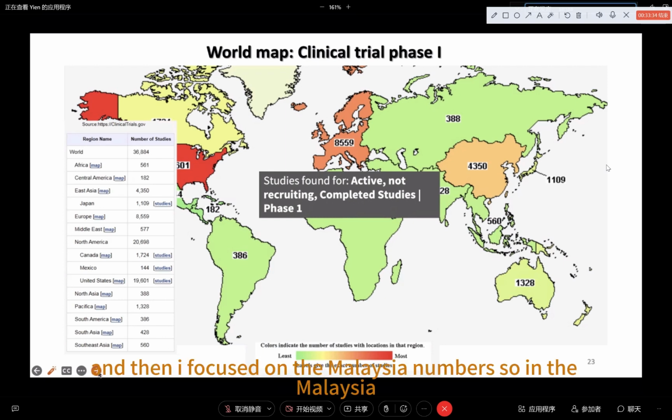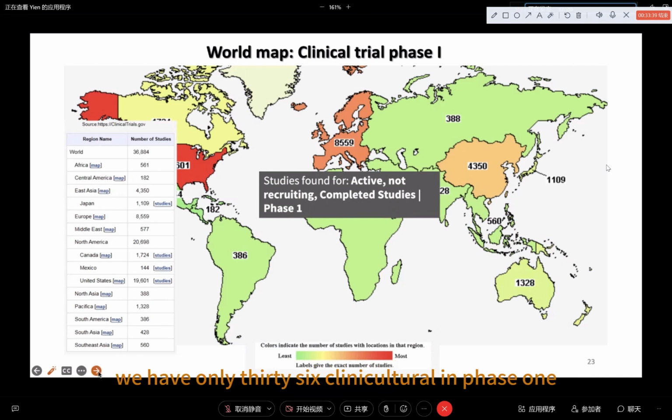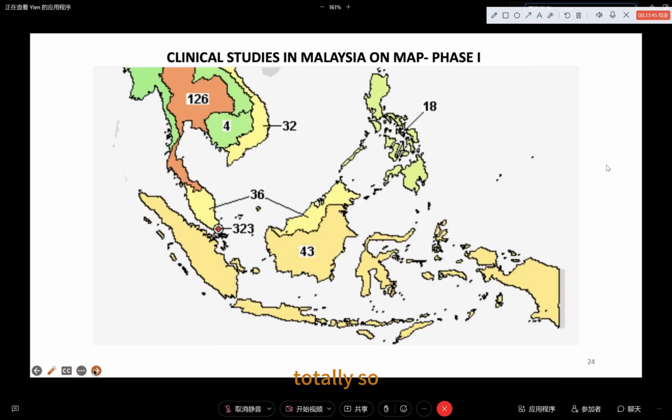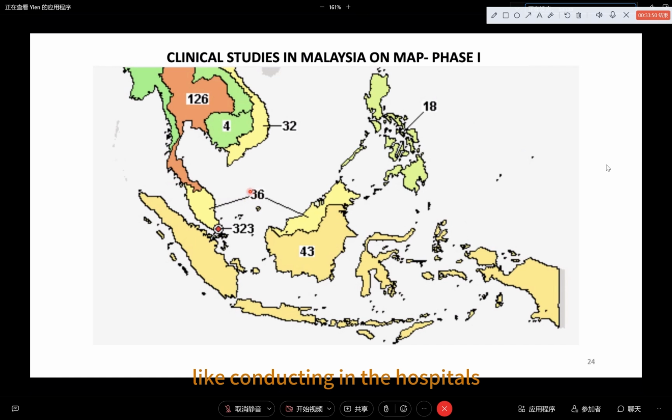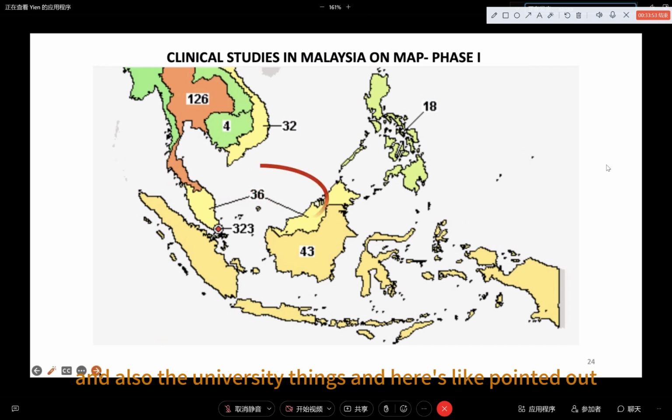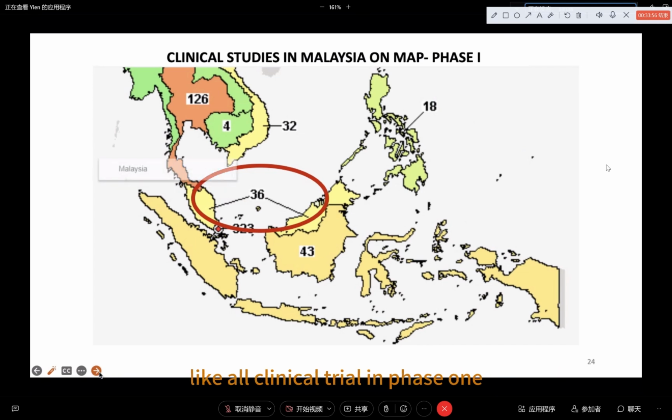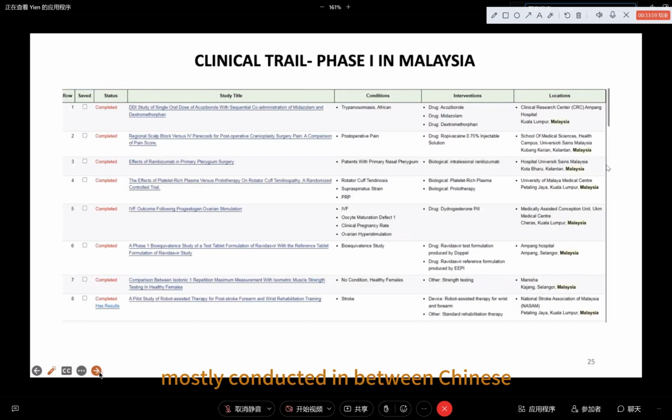Then I focused on the Malaysia numbers. In Malaysia, we have only 36 phase 1 clinical trials that have been completed in total. Mostly these phase 1 clinical trials in Malaysia are conducted in governmental hospitals and also universities. Here it is pointed out that most phase 1 clinical trials are conducted between Chinese universities and Malaysian universities. So it is a kind of positive collaboration between two countries in clinical trials. So next slide.